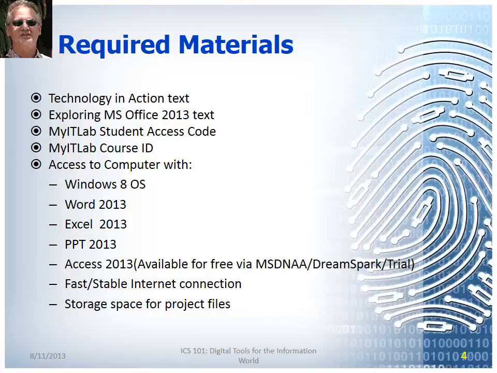Now, if you bought a different version of Office 2013 or Office 365 that does not have Access, maybe you bought the education version, the student teacher version, I think it's called, it may not have Access. But you can download this for free. I'll give you that information later on through MSDNAA or DreamSpark. Or you could go right on to the Microsoft site, and when Access comes around, you can download a trial version. You only need Access for maybe 2-3 weeks at max.